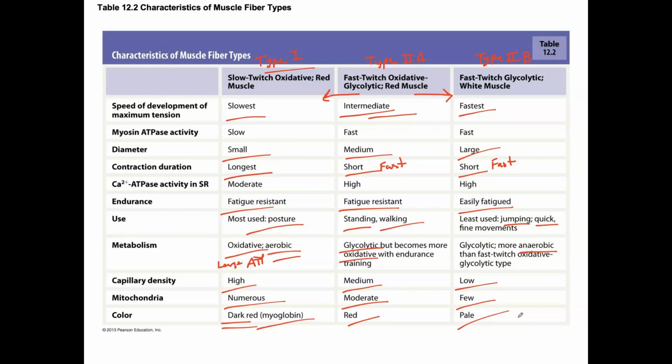But the ratio of cells is going to determine whether you're going to get more fatigue resistance or whether you're going to get more power out of a particular muscle. And a lot of that comes down to genetics and the type of training that you do for that musculature. So that's a little bit on types of muscle cells found within our skeletal muscle organs.